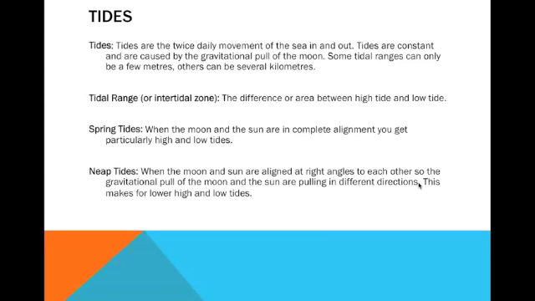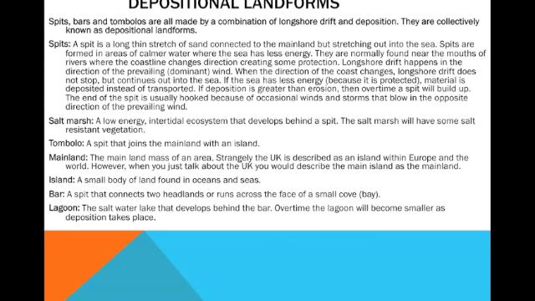So, tides. Tides are the twice daily movement of the sea in and out. Tides are constant and are caused by the gravitational pull of the moon. Some tidal ranges can only be a few meters, others can be several kilometers. Tidal range is the difference or area between high tide and low tide. Spring tides, this is when the moon and the sun are in complete alignment, so you will get particularly high and low tides.